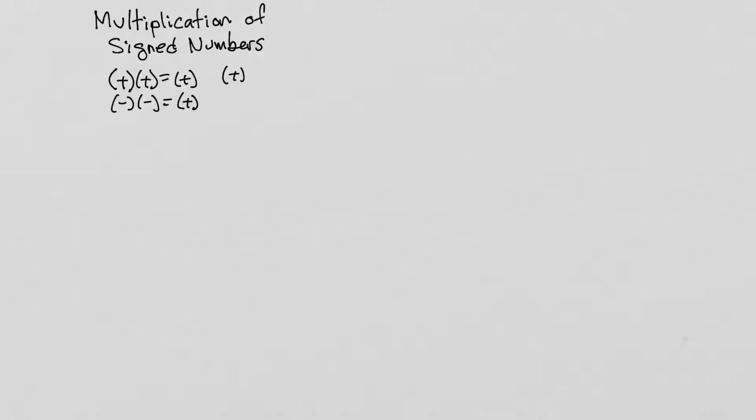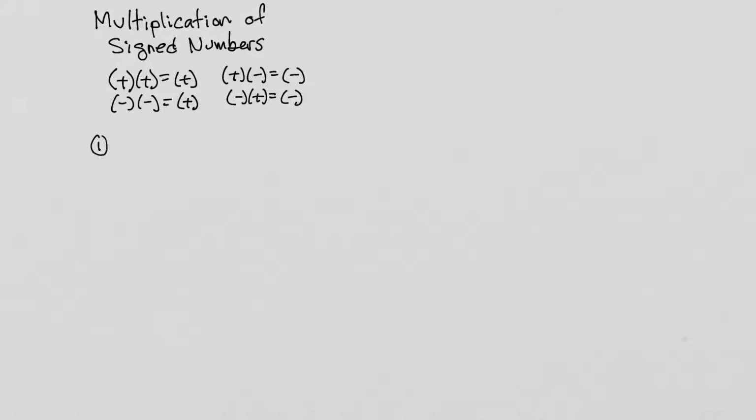And if you take a positive times a negative, that's going to result in a negative, or a negative times a positive, that's going to result in a negative. So two numbers with opposite signs gives you a negative result. Now let's just do a whole bunch of problems here.